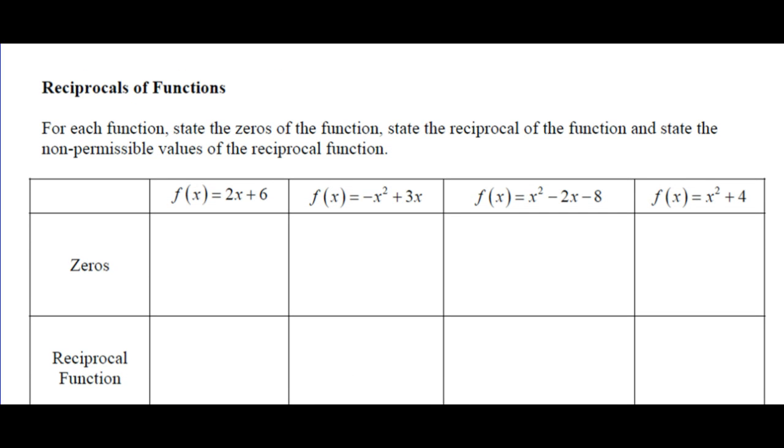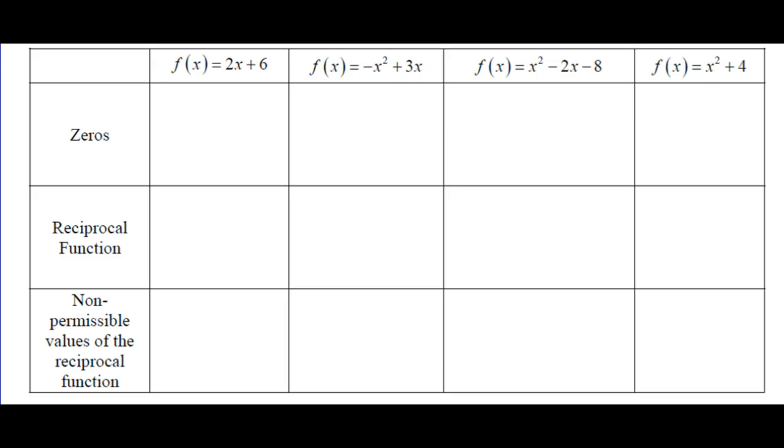Reciprocals of functions. For each function, state the zeros of the function, state the reciprocal of the function, and state the non-permissible values of the reciprocal. Okay, 2x plus 6. What is the zero? Which means what's the value of x that makes it 0? Which we would also call 6 divided by 2.